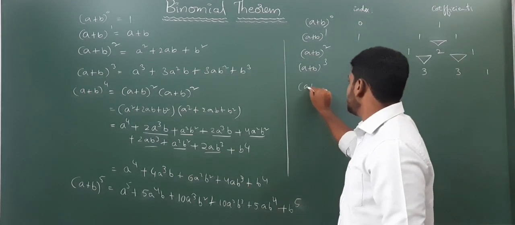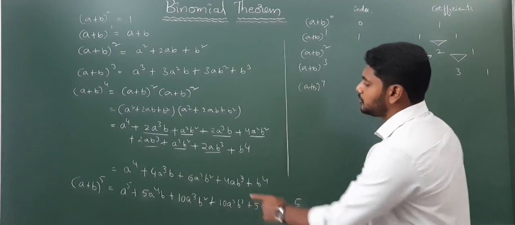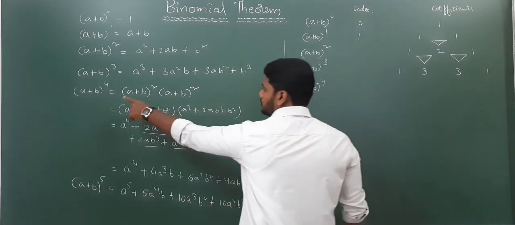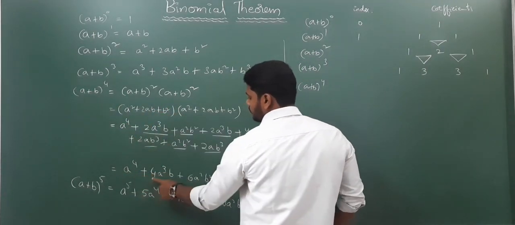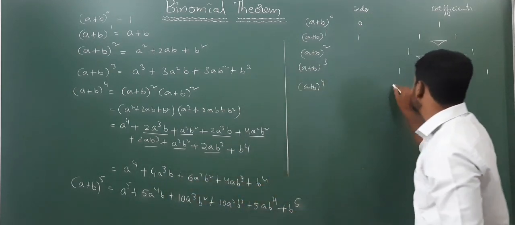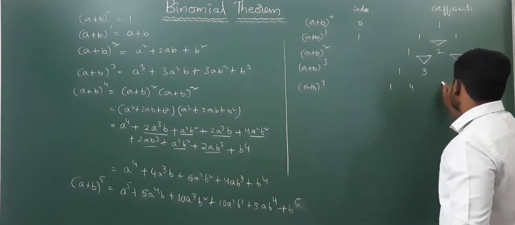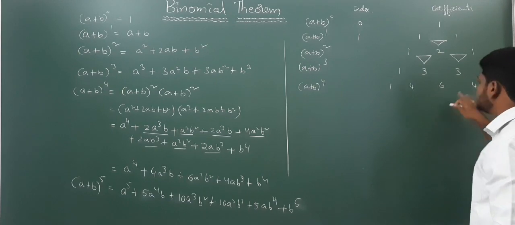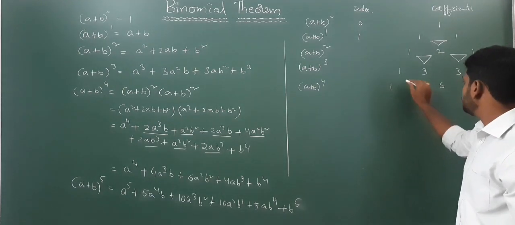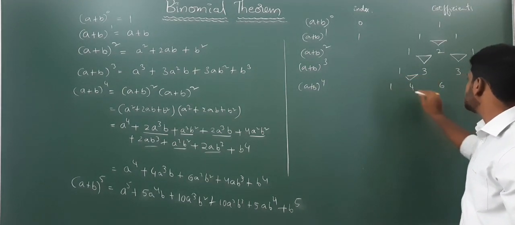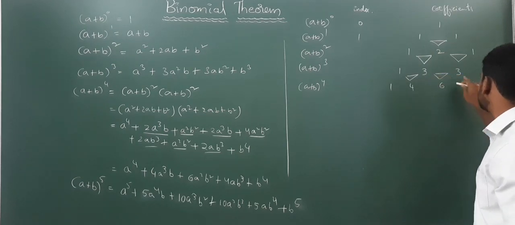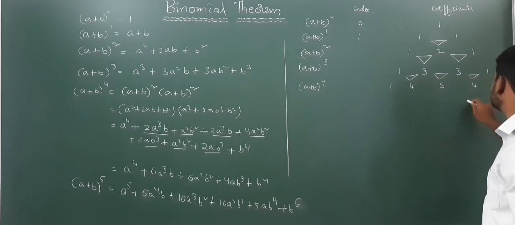See, let us write another one. If it is a plus b whole power 4, what did we get? 1, 4, 6, 4, 1. So these are the coefficients, right? So 1, 4 when we get 1 plus 3, 6 when we get 3 plus 3, 4 when we get 3 plus 1.